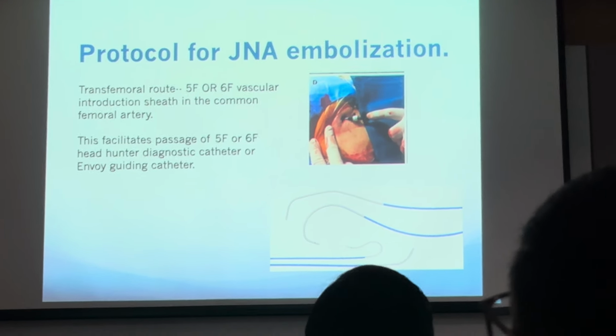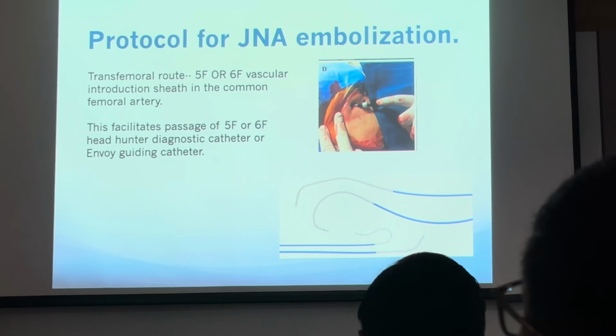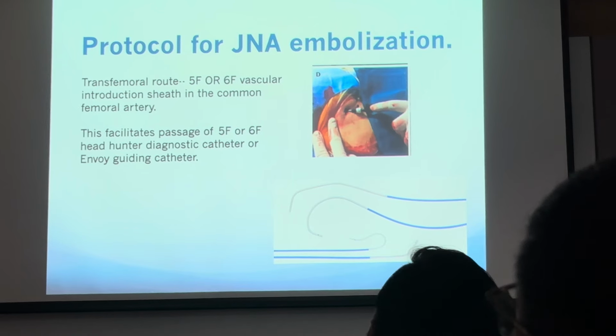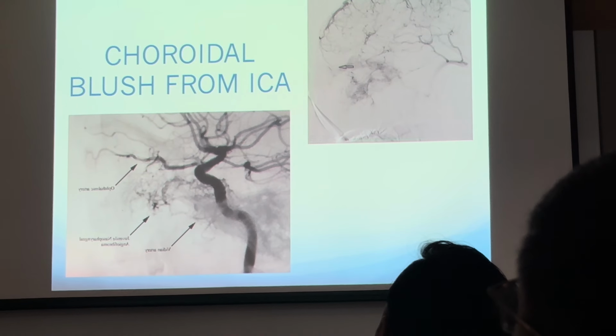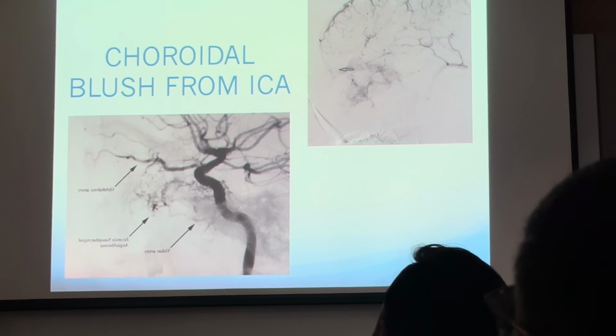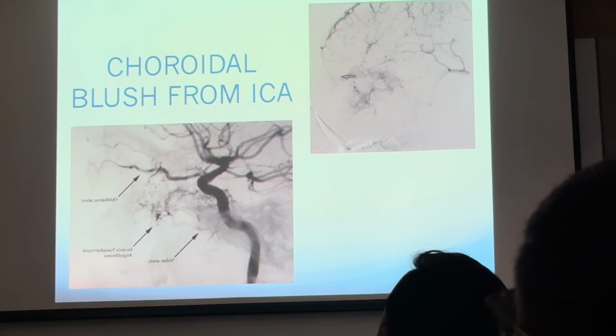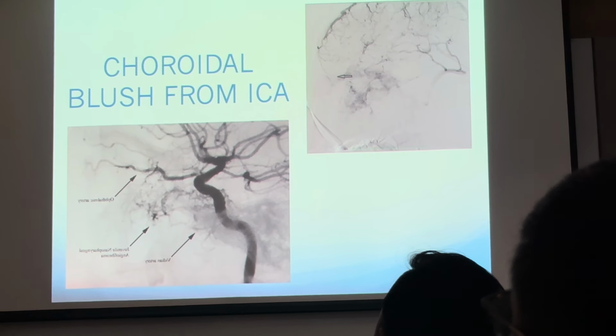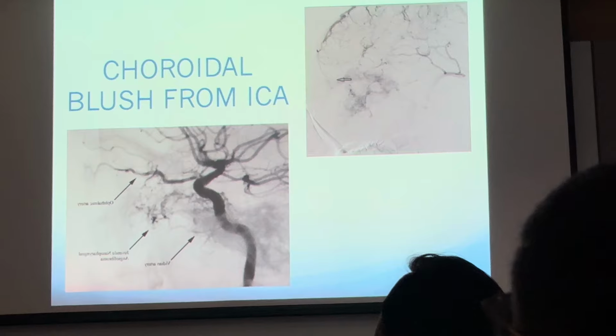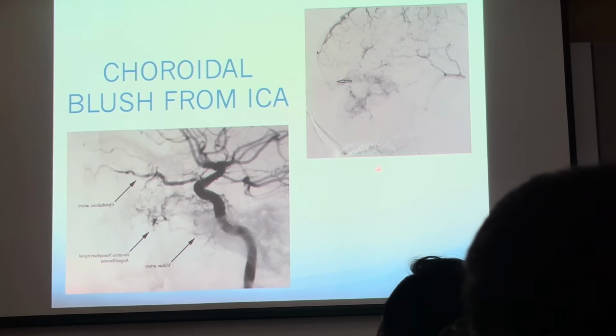So how do you actually do it? The first step we do is a femoral puncture. From there, we put in a diagnostic catheter, and the first step always is to do an ICA, that is internal carotid artery angiogram. What we are trying to look at is this choroidal blush.